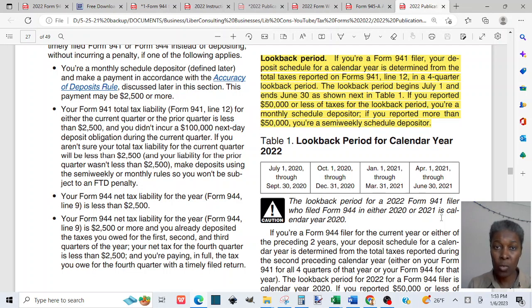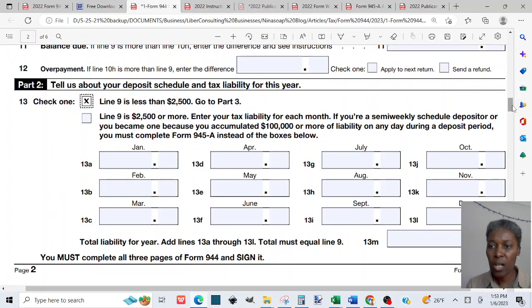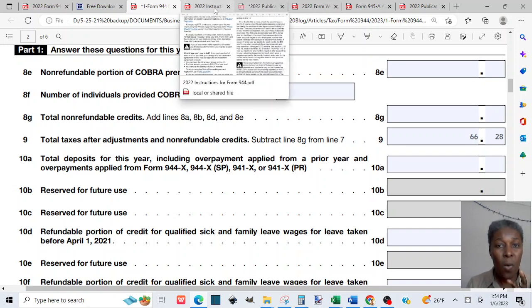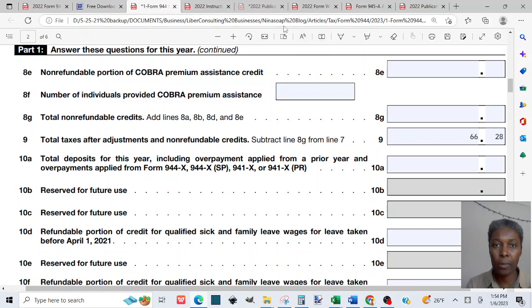You see the way we are computing the tax here? Your line 9, total tax after adjustment. If it's $50,000 or more for 2023, you will be a semi-weekly depositor. You will have a semi-weekly schedule. And that's for Form 944 that we are talking about.